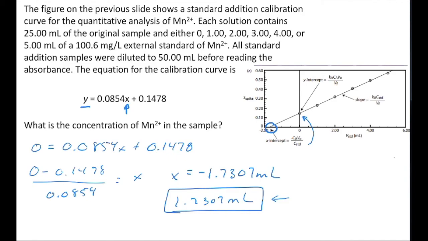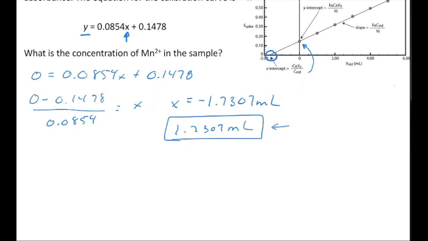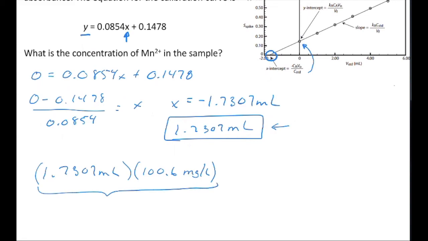Okay, so now in order to solve the concentration, we're going to take the volume that we just solved for, 1.7307 milliliters, and then we're going to multiply that by the concentration of the standard, which was 100.6 milligrams per liter. And what this is going to give us is the milligrams of manganese in the unknown.